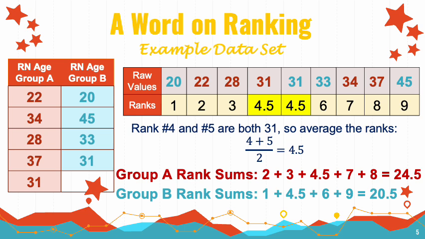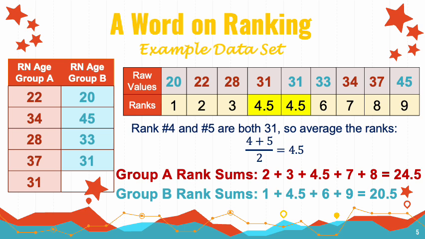To help you understand the sum of rank values, we're going to walk through an example with this data set. The first step is to put all of your values for RN ages in order from smallest to largest. This is all of the values from both groups. So you can see on the table on the right-hand side, I have the raw values listed from smallest to largest. The next thing you will do is you will rank the values.